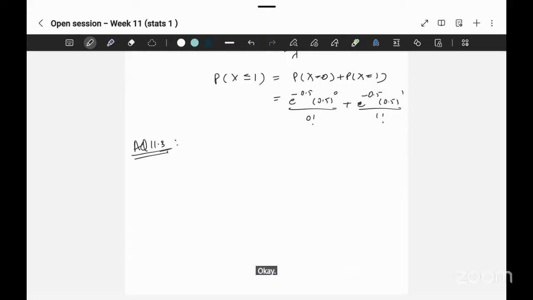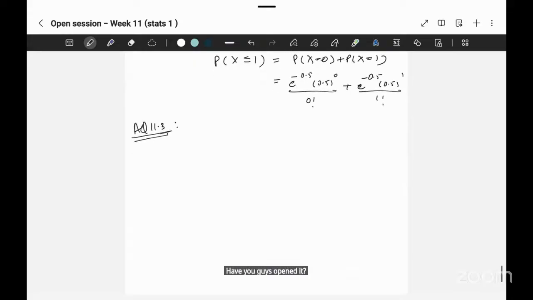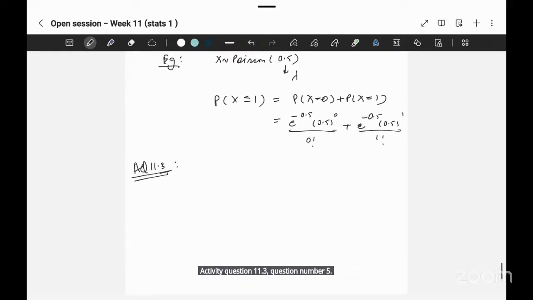Okay, ma'am. Can you guys open the portal? Activity question 11.3. Have you guys opened it? Activity question 11.3, question number 5. Yes or no?